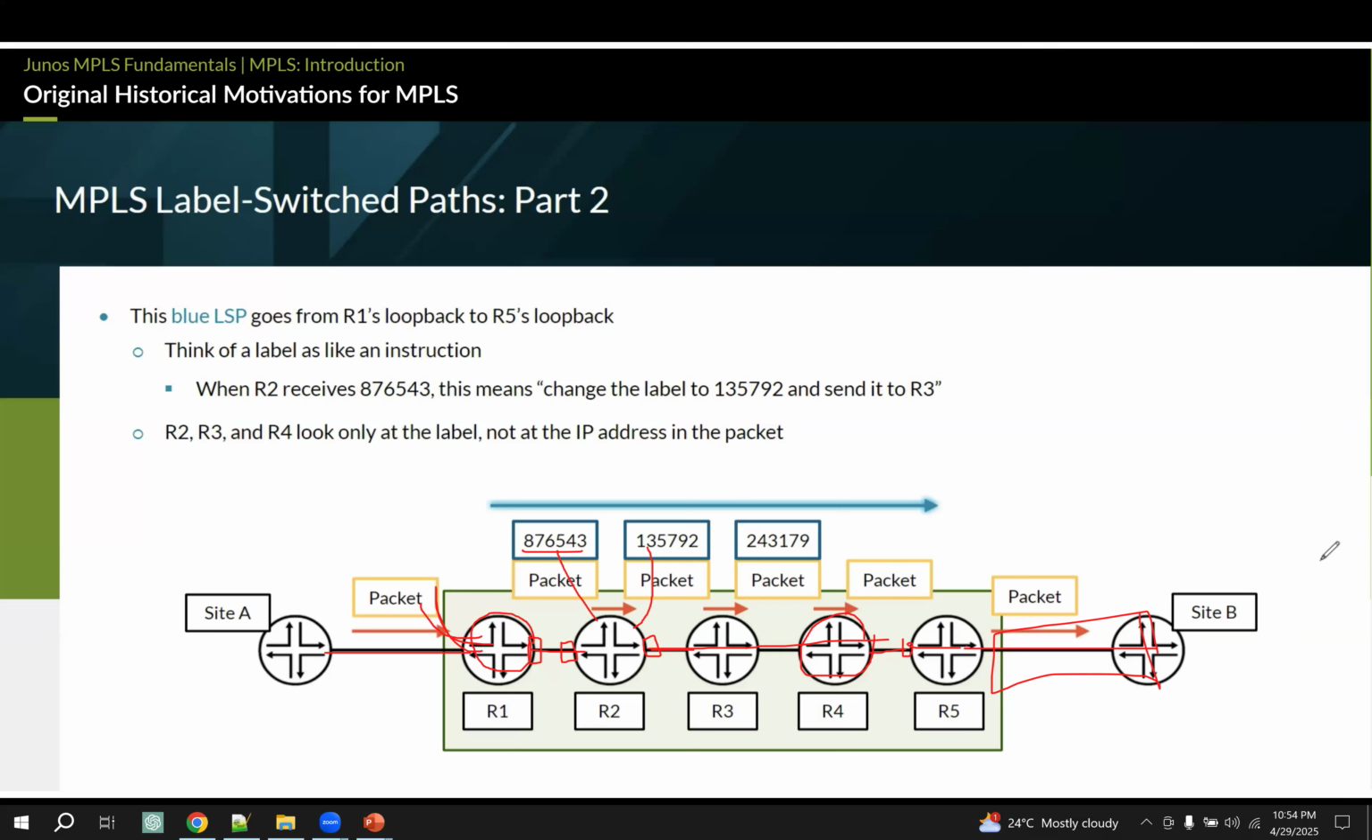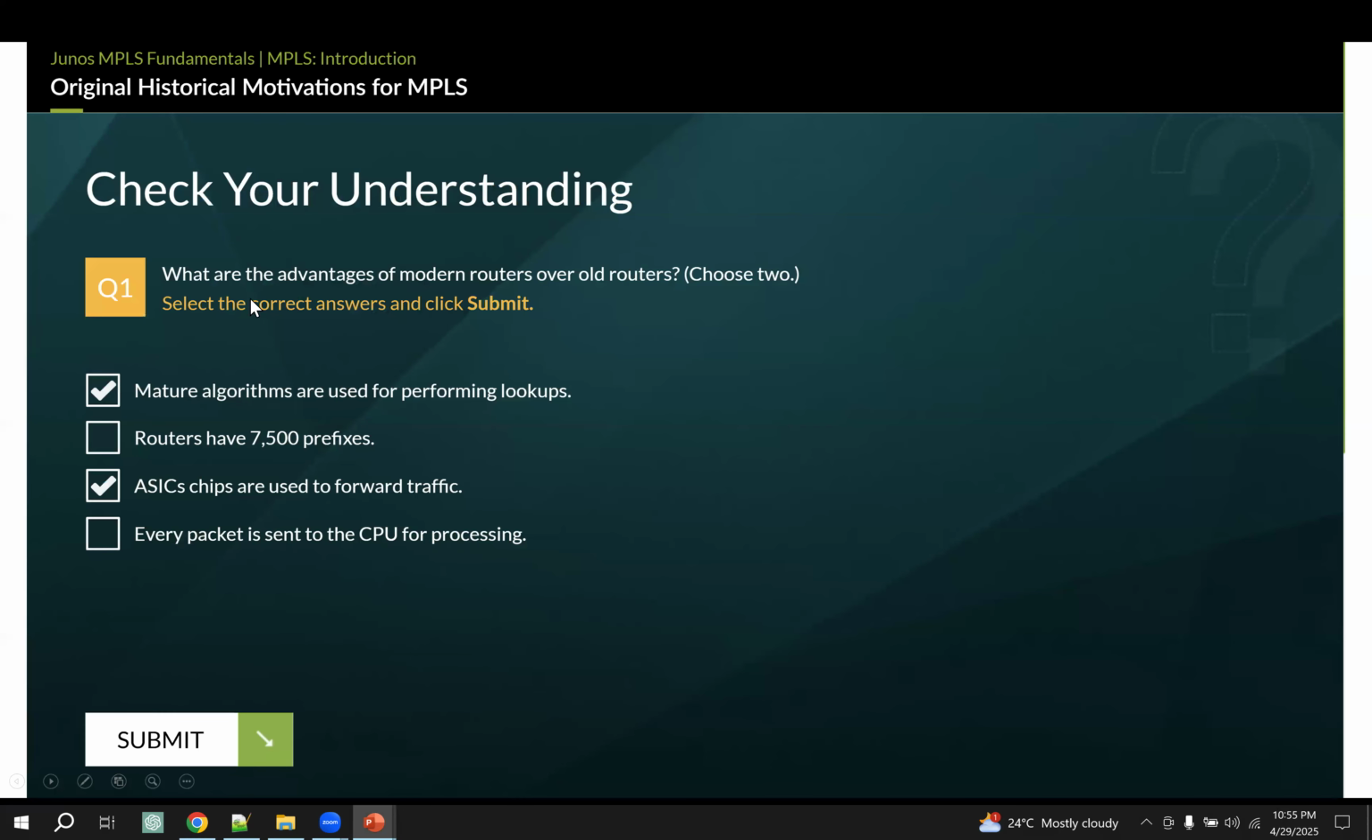So there are three operations here. One is ingress, or push label. Number two is swap label. Number three is pop label. Pop means remove the label. So basically three functions.